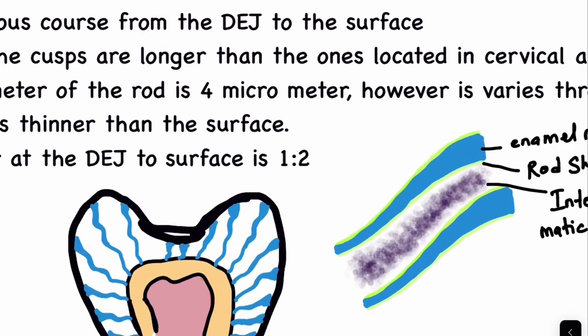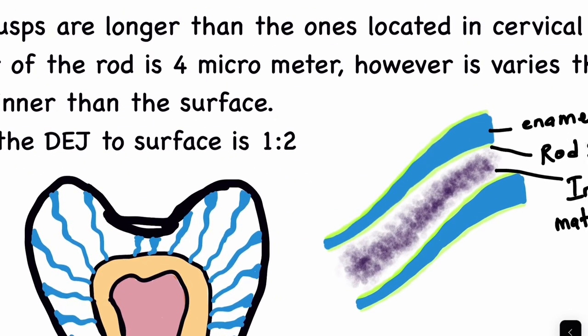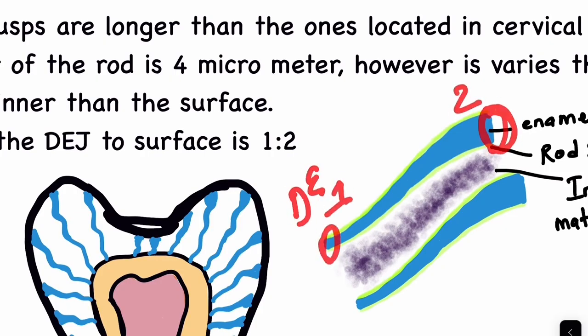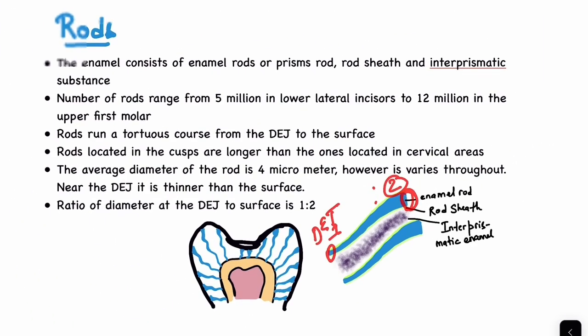If I take the diameter, I have zoomed in over here. If the area of this portion is 2, the area of this portion will be 1. So at the dentinoenamel junction it will be 1, and at the surface it will be 2. This is the ratio of diameter. Not the area, it is the ratio of the diameter at the dentinoenamel junction to the surface of enamel rods is 1 to 2. So it is twice as thick on the surface as at the dentinoenamel junction.